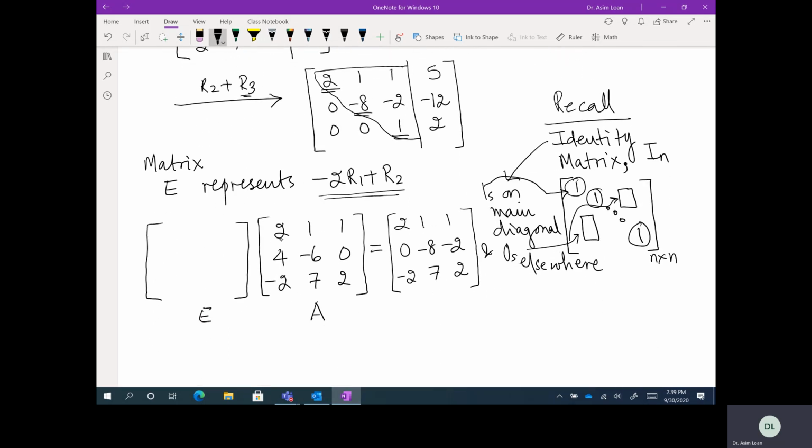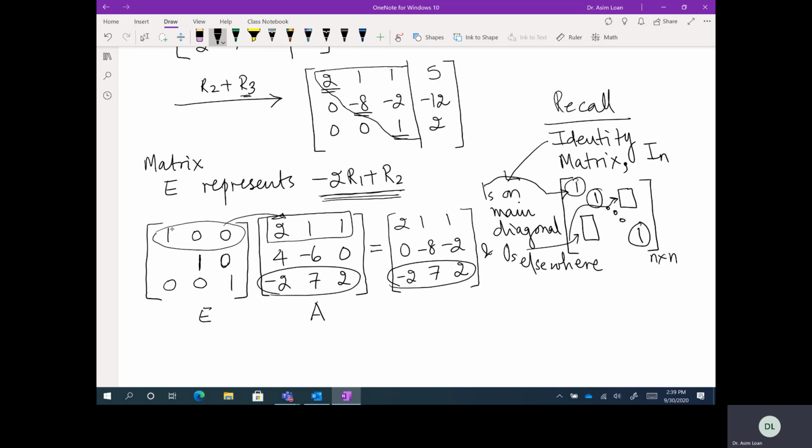Okay, so 2, 1, 1 over here means I should have 1, 0, 0 over here. When I take this 1, 0, 0 and multiply it by this one or this one, I'm always picking this first row. So 1, 0, 0 means I am picking the first row of this matrix. Since this row is the same as this row, the last one should be 0, 0, 1. The only difference is in this one, which is minus 2 row 1 plus row 2. So row 2 is being changed, row 3 is not being changed, right? So this affects row 1, this affects row 3, this affects row 2.